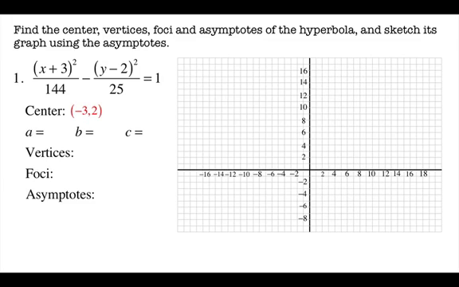In a little bit I'm going to graph it, and I should be able to find the A, the B, and the C. The A is basically the square root of 144, the B is the square root of 25. How do I get the C? I use C squared is equal to A squared plus B squared.